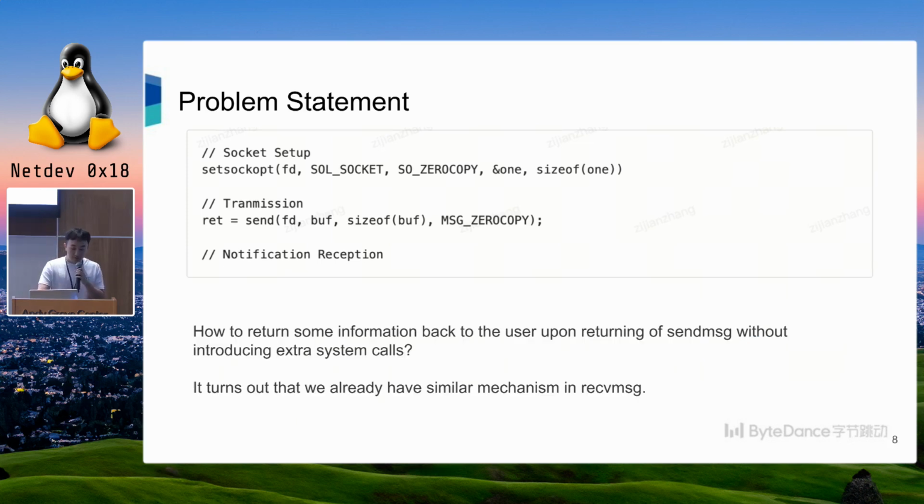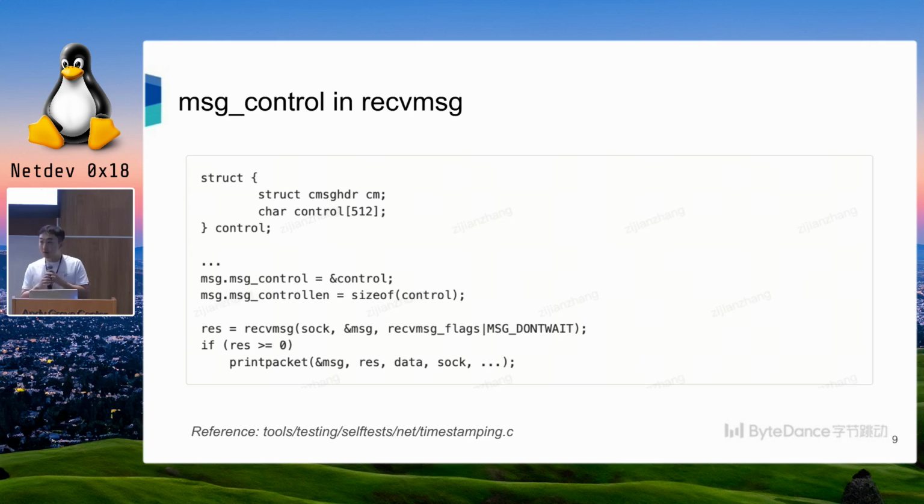So how to return some information back to the user upon returning of sendmsg without introducing extra system calls? It turns out that we already have similar mechanism in recvmsg. So in recvmsg, the users can pass msg_control as a placeholder. And upon returning of the recvmsg, the kernel will update the data in the msg_control so that the users can directly make use of it.